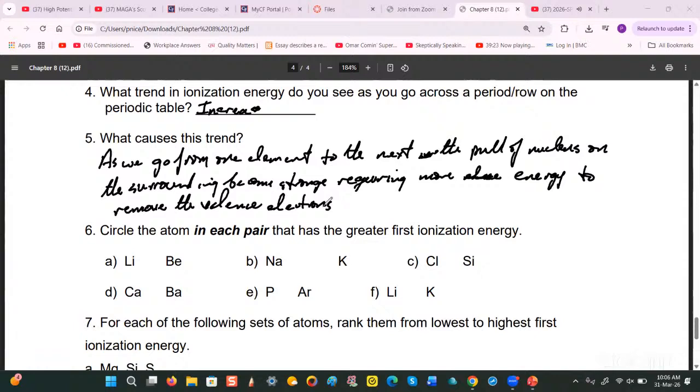Going from left to right, the nuclear charge increases, pulling the electrons closer to the nucleus. So therefore, more energy is needed as you go from left to right to remove that valence electron. All right.